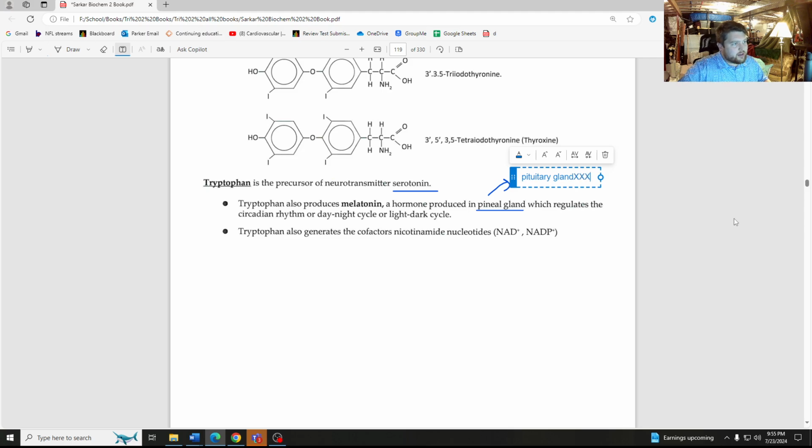These are different, okay? The pituitary gland is more in the front. It's located essentially within the sella turcica. The pineal gland is deeper within the brain, a different portion of the brain entirely. They'll put pituitary gland in there to confuse you or throw you off. So just remember, it's the pineal gland, not the pituitary gland. Melatonin is the hormone produced in the pineal gland, which regulates the circadian rhythm, the day-night or light-dark cycle.